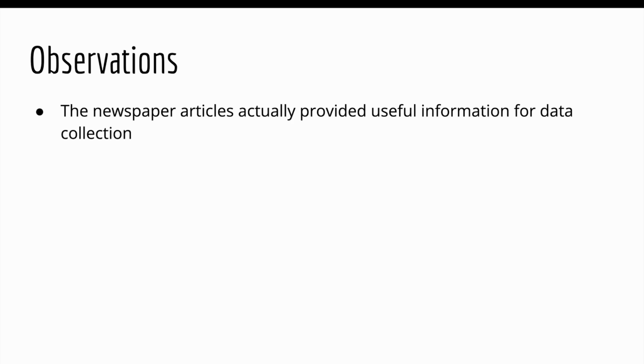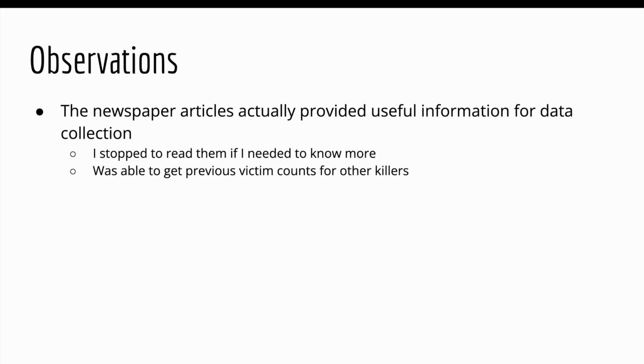I had a couple observations that I noted down as I was watching this season. So the first one was that the newspaper articles actually provided useful information for data collection. Especially in the early episodes, if I needed to know more about how many victims this serial killer has, I would just pause it and read them off my TV, and there's actually some good information in there. I was able to get previous victim counts for other killers by pausing and reading.